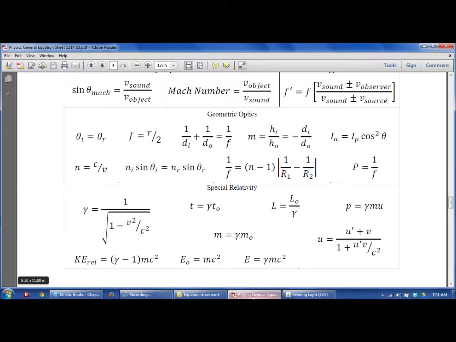Let's look at some of the equations for this. I'm on page 4 of our equation sheet, and you can see up here in the geometric optics box, these equations along the top line we have talked about with spherical mirrors and with mirrors in general. The really important ones for refraction are these two down here. The n equals c over v and n_i sine theta_i equals n_r sine theta_r.